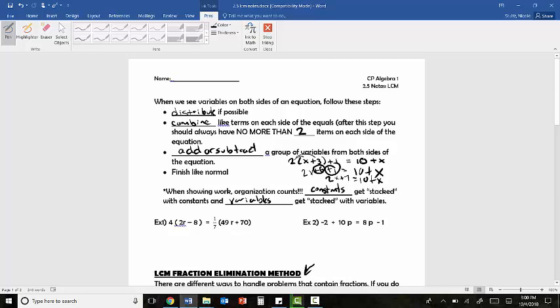It's at this point that it really doesn't matter which item you undo. A lot of kids ask me, which one should I move over first? And I don't even like to say that. I say just pick something and undo it to both sides. So you can undo the 2, the 7, the 10, or the x. So let's say a kid wants to undo the 7.